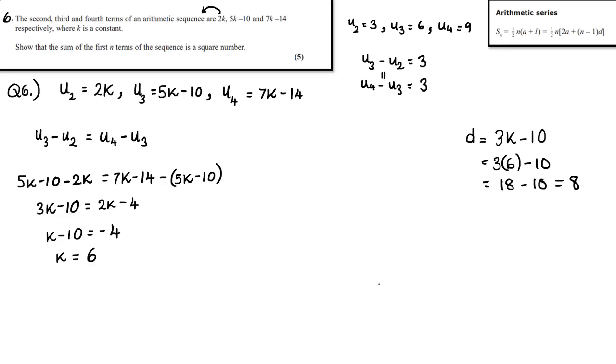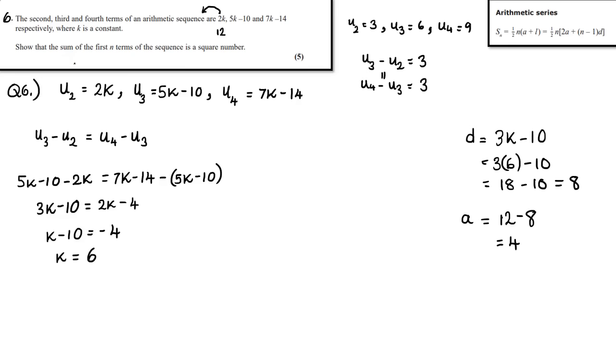And you could have also done that using the second part here, 2k minus 4. 2 lots of 6 is 12, minus 4 also gives you 8. So you could have done it with that expression there as well. So that gives us the common difference. We now want the first term a. And to work out a, we just need to take our second term here, which is 2 lots of k, so that's 12. And now we minus the common difference. So 12 minus 8, giving us 4 there.